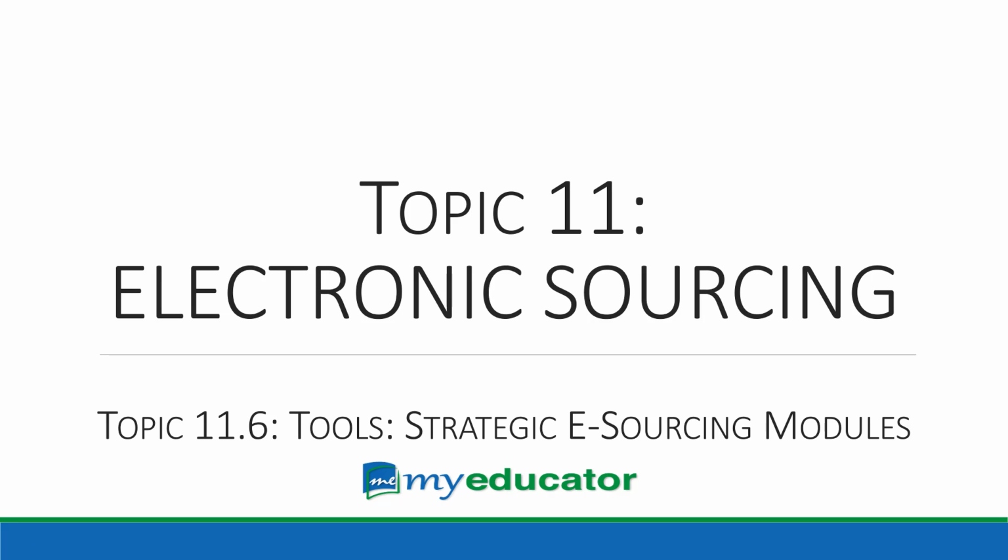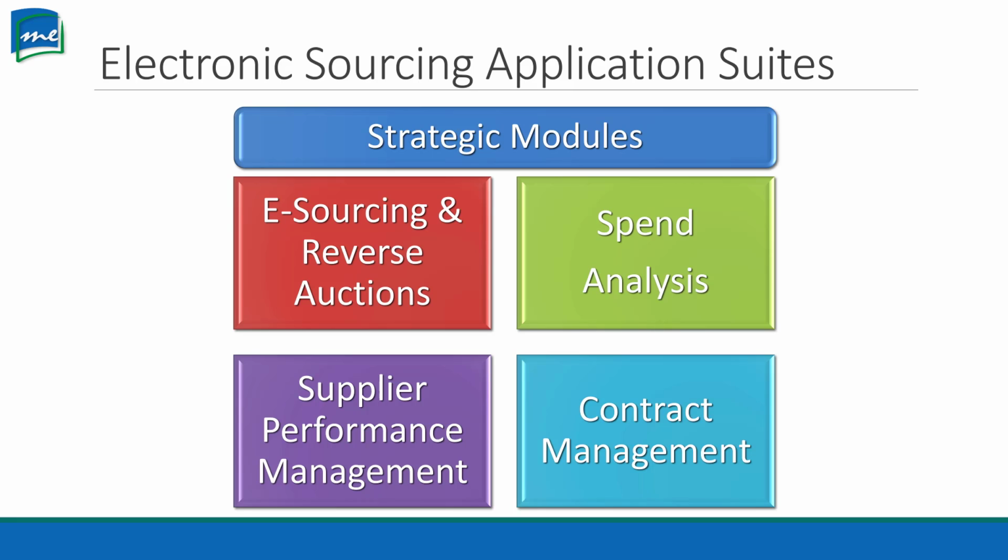Strategic electronic sourcing modules. So these are, let's say, little software packages that can be added into an enterprise resource planning software for your company. And depending on your needs, you can pick and choose on these. So some strategic modules that you may want to add to your application suite are electronic sourcing and reverse auctions, maybe a spend analysis package, supplier performance management, and contract management.